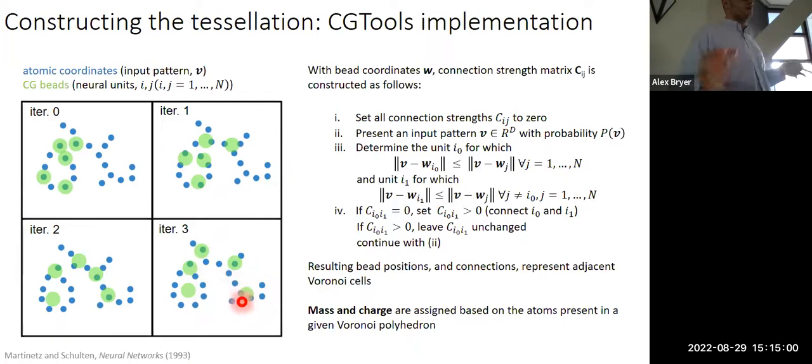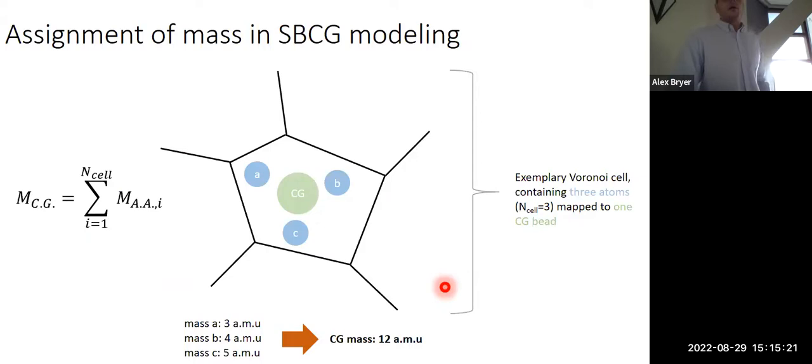As I mentioned in this slide, the resulting bead positions and their connections, so bonds, represent adjacent Voronoi cells. Properties such as mass and charge are assigned based on the atoms that are present in the given Voronoi polyhedron. It's a pretty simple formulation. Following the tessellation, you have some polyhedron. You have atoms, which again are shown in blue here, and we map the properties in a very straightforward way. In this case for mass, we simply sum the atomic masses of the beads.